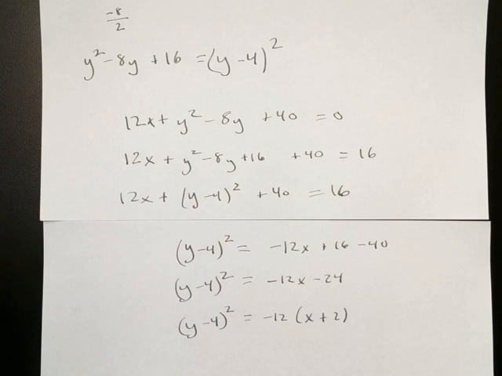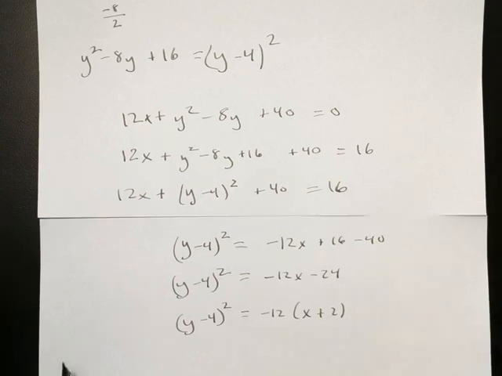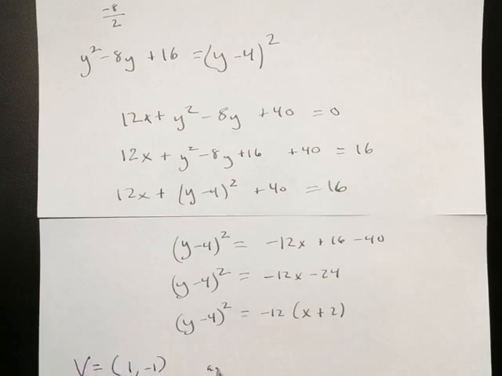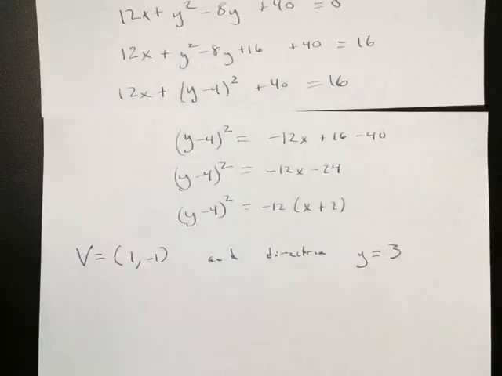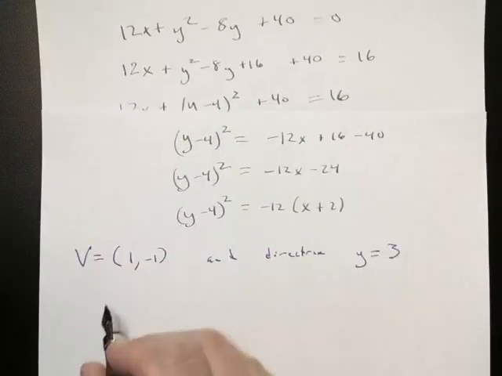I can go the other way, though. I can give you the information and then ask you for the equation. So here's another problem. If I tell you the vertex is at 1, -1, and my directrix is y equals 3, find the equation for this parabola.